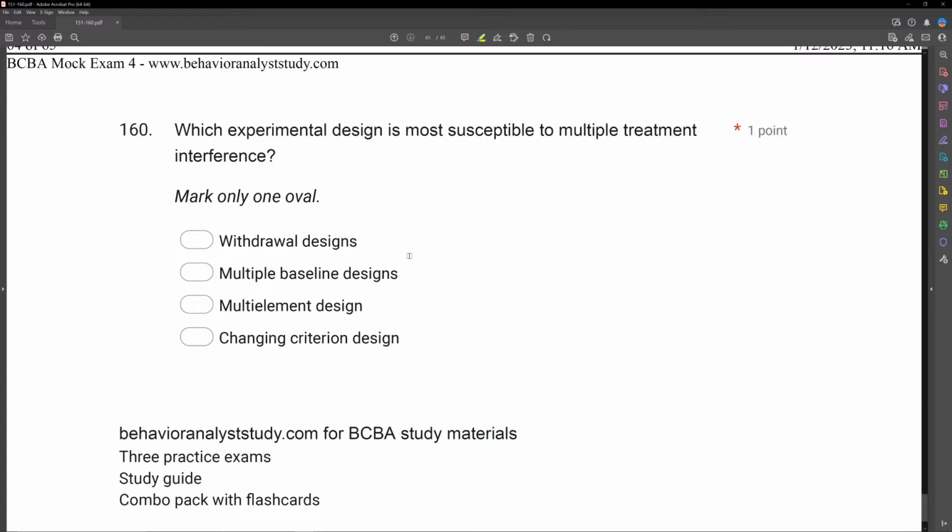C, multi-element design. Yes, in a multi-element design, we're rapidly rotating between treatments. There's a good chance that each treatment might affect the other. And then D, changing criterion. In changing criterion, we have a single intervention we're using, trying to increase or decrease the behavior. So what experimental design is most susceptible to multiple treatment interference? Well, the answer is going to be C, multi-element design.